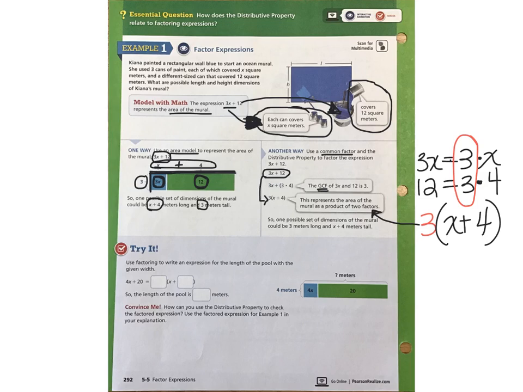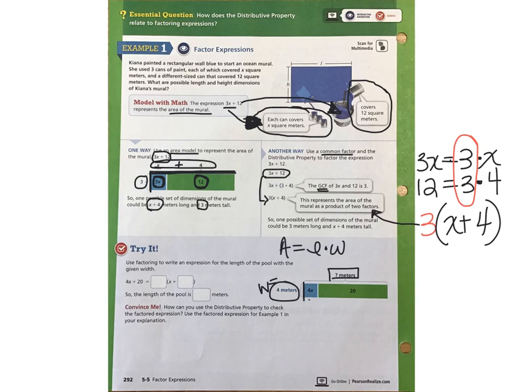Now let's take a look at the try it question. Use factoring to write an expression for the length of the pool with the given width. So here's what we know. We know the width of that pool is 4 meters. And we know the area of the pool is length times width. Okay, that's the area. So we need to know what this number could be here. So let's take a look at the expression for the pool itself.